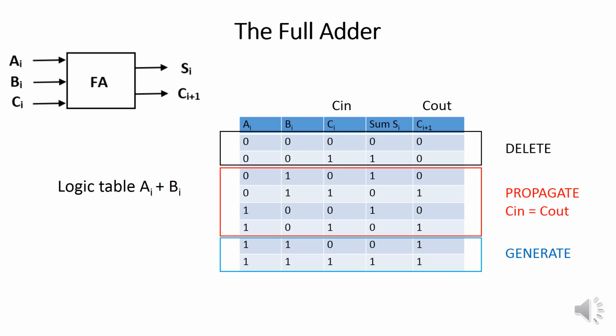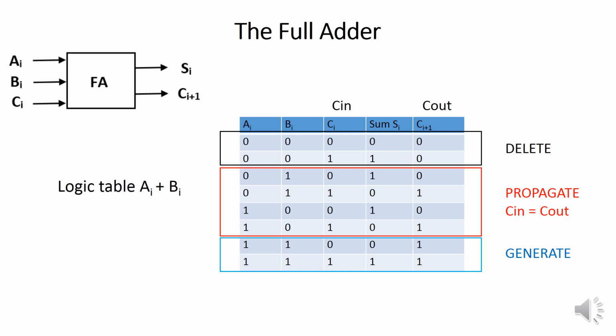The carry delete scenario is the one delineated in the first square. Note that the output carry is always 0. These are the conditions under which, independently of what is the value of the carry in, the output carry is 0.